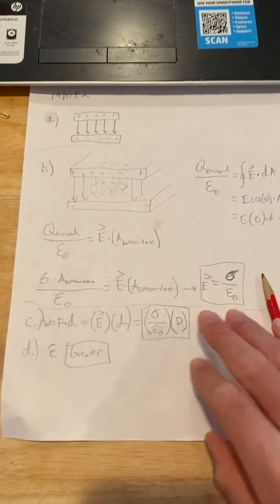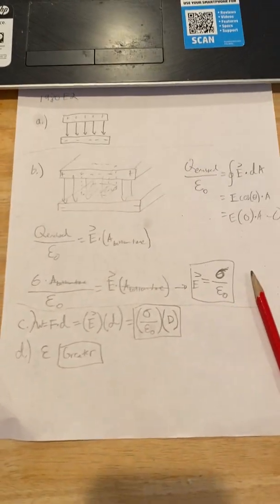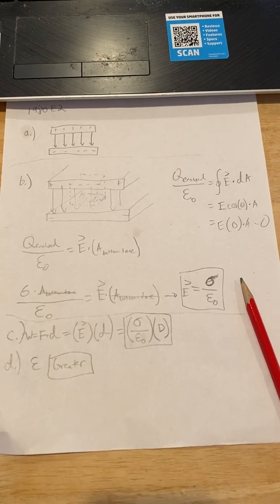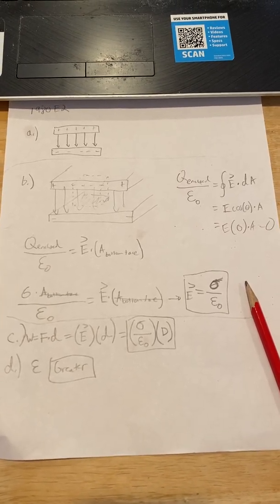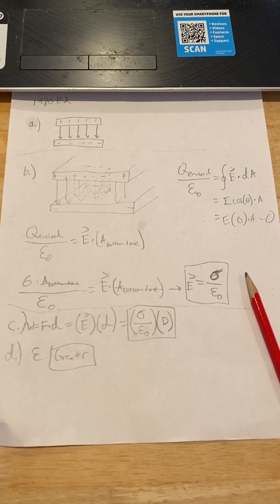All right. That's 1980 E2 for parallel plates solved using Gauss's law. Thanks.